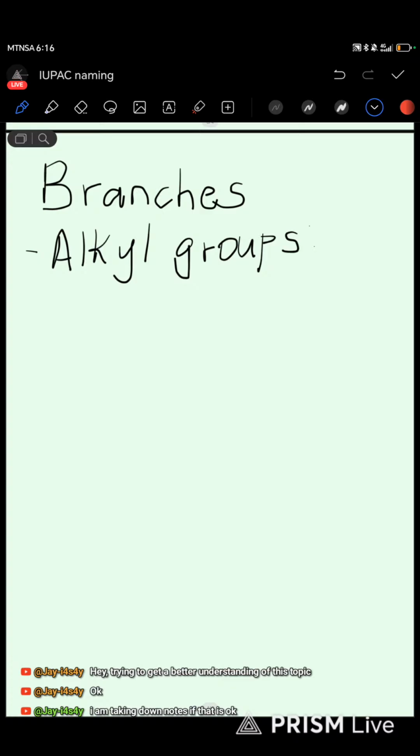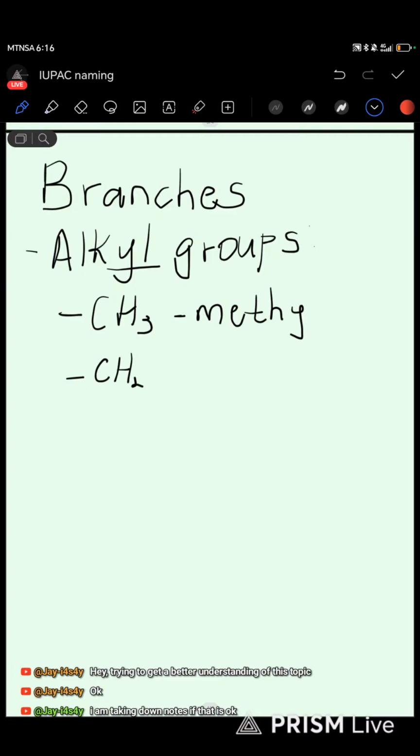For example, a CH3 branch. Because there's only 1 carbon, this would be methyl, because it is an alkyl group. If we add a branch with 2 carbons, CH2, CH3, this is 2 carbons. This is going to be an ethyl group or an ethyl branch.